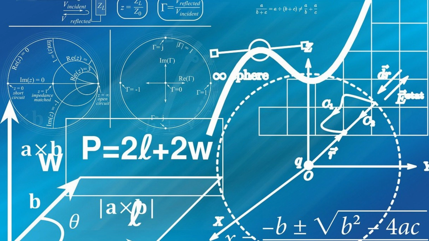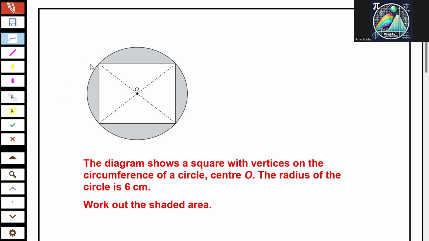In this video, I will be solving a question on geometry and this is related to the IGCSE curriculum. As clearly seen on the diagram is a square inscribed in a circle. The question states that the diagram shows a square with vertices on the circumference of a circle with center O. The radius of the circle is 6 centimeters. Work out the shaded area. So we're expected to find the area of the shaded portion of this circle.